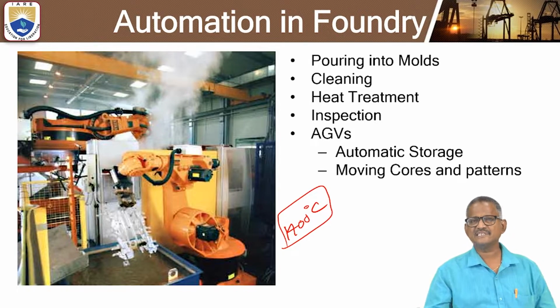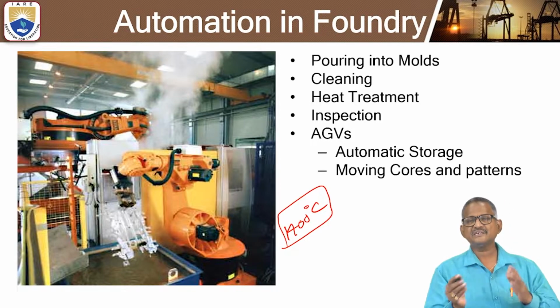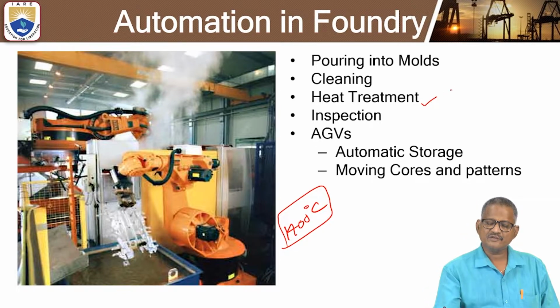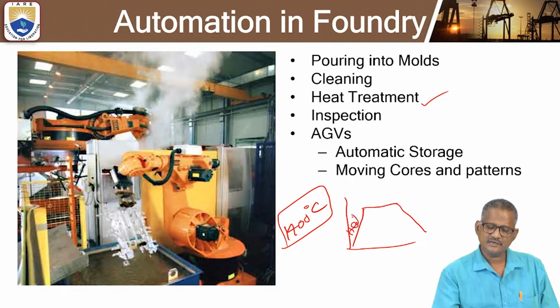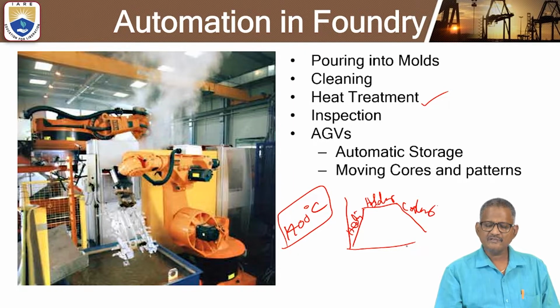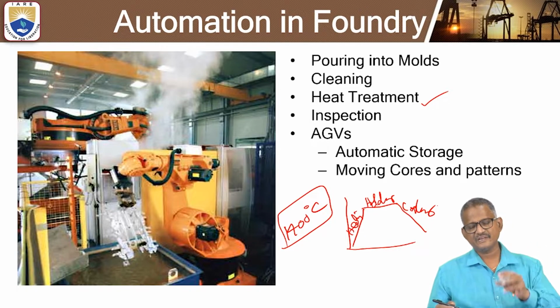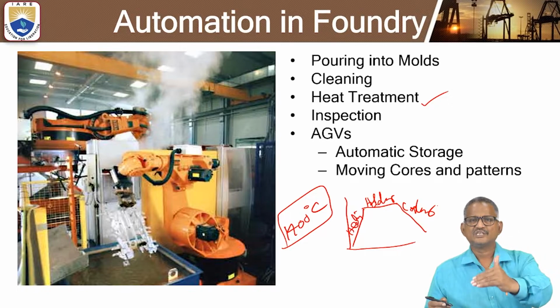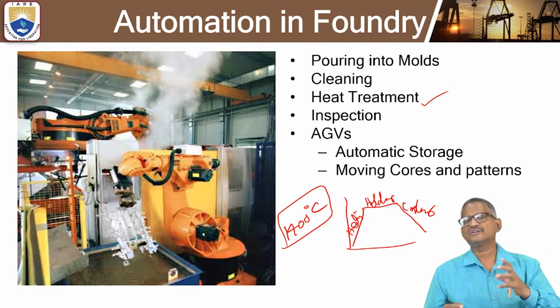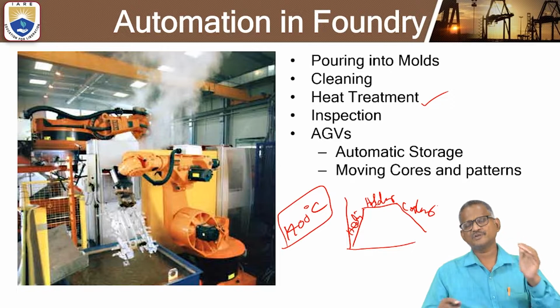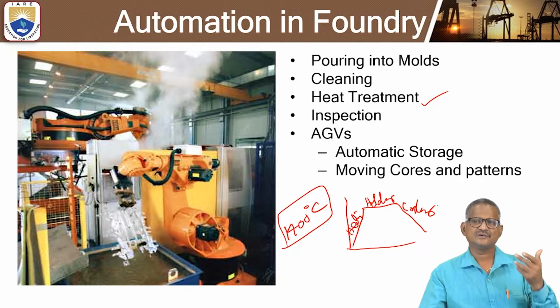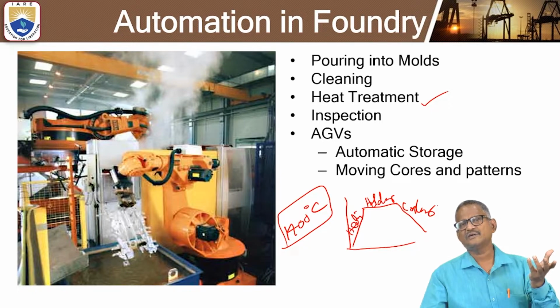Another important thing is heat treatment. After making the component, heat treatment is one of the most important processes, which can be defined as heating, holding, and cooling the metal. This is heating, this is holding, this is cooling. The term heat treatment can be defined as the process of heating the metals, holding for a stipulated time, and cooling as required in order to form the final casting. The major types of heat treatment processes are the annealing process, normalizing process, and hardening process.